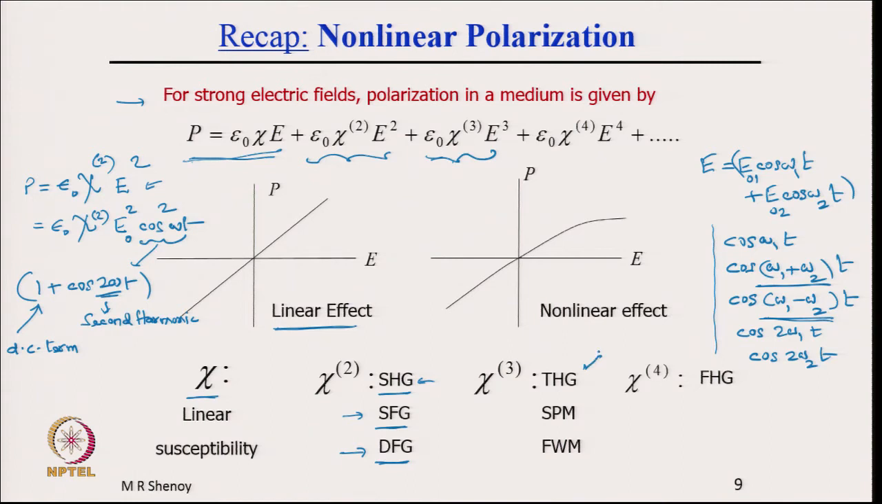This will also give rise to an intensity dependent refractive index, which is responsible for self phase modulation and four wave mixing, that is 3 waves generating a 4th wave, and the chi 4 would give rise to 4th harmonic. There are a number of nonlinear effects which are possible depending on the dominance of these higher order nonlinear terms.